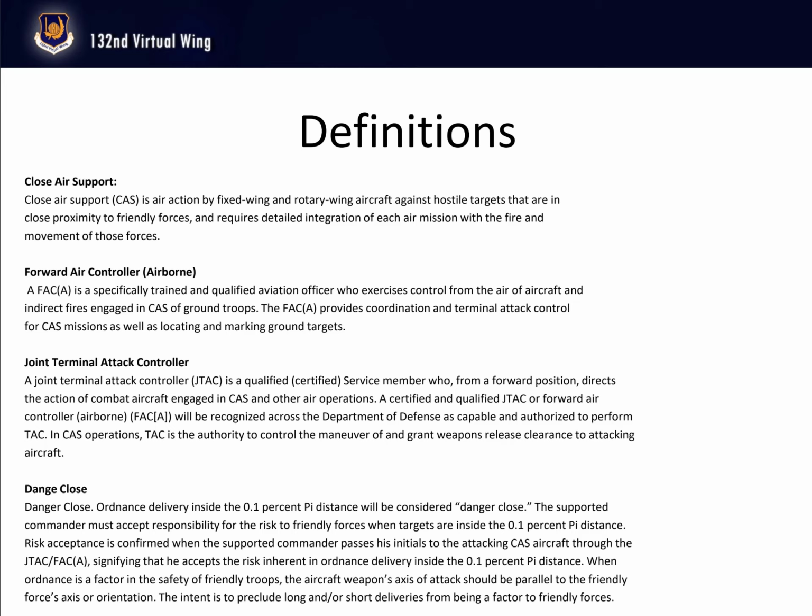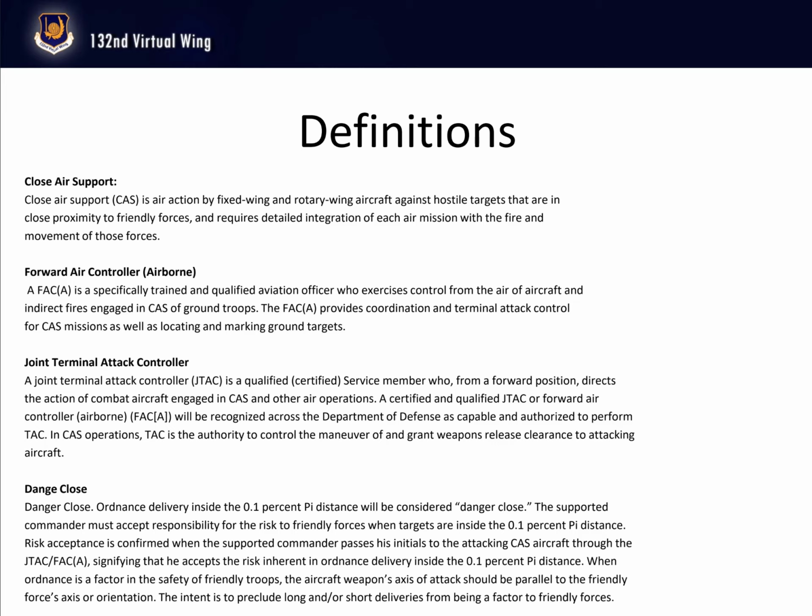If the JTAC, the Joint Terminal Attack Controller, is driving with the ground force, he knows a lot better where he is, and the FAC(A) needs to figure it out. So there are advantages and disadvantages. Of the two, we will now specifically be talking about the JTAC.